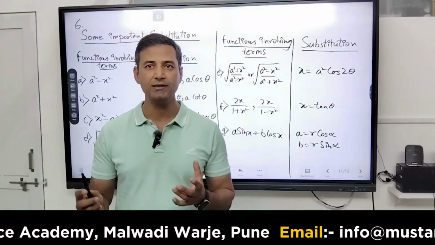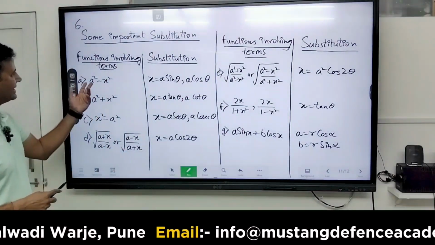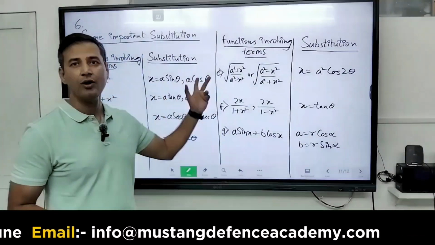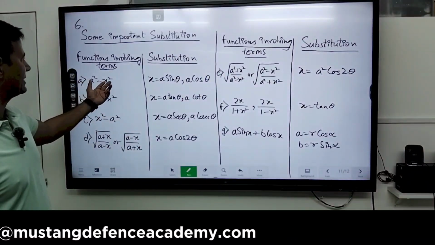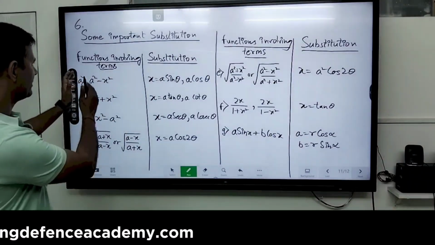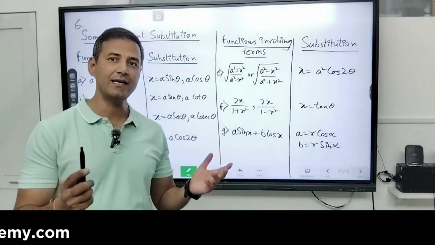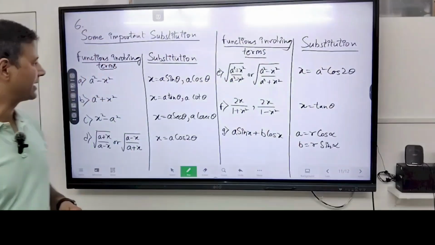Some of the important substitutions are: when the function involves the term a squared minus x squared, you can take x is equal to a sin theta or a cos theta. Why? Because here x squared is a squared sin squared theta, a squared common, 1 minus sin squared theta would be cos squared theta. Generally it is under root, and then you can remove the root by the square.